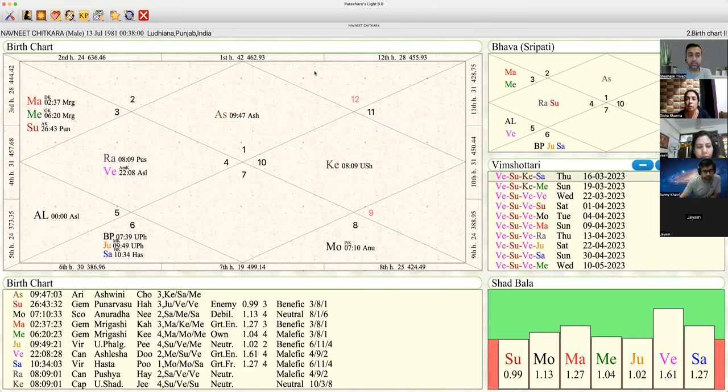Venus is a day strong planet or a night strong planet? Tell me. Day. Day strong. It should be in the Sun Hora. Is it in the Sun Hora? Yes, Guruji.